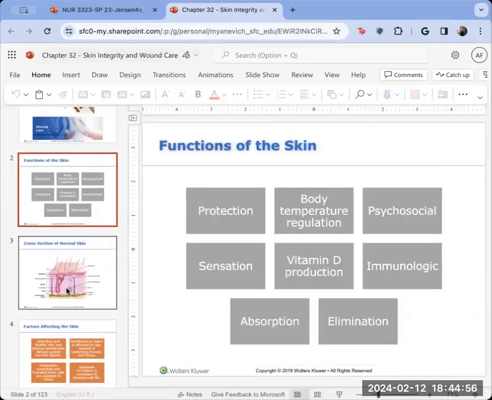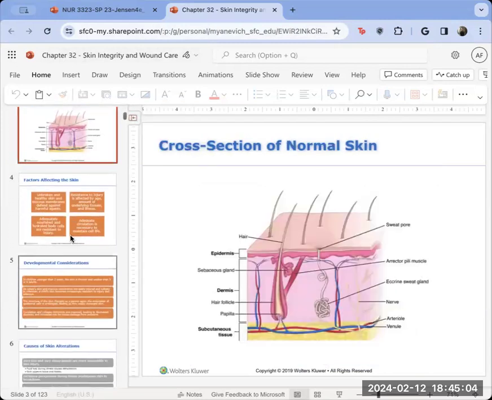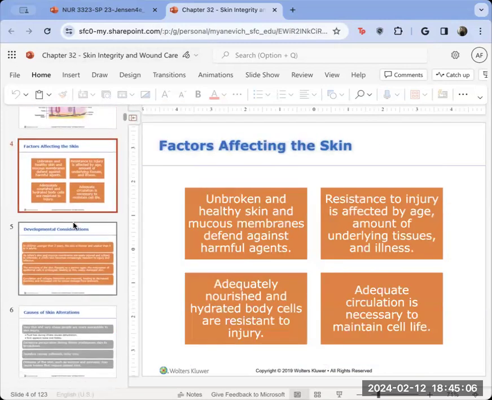Oh wow, there's 123 slides. I'm not going to be able to get through 123 slides in 15 minutes, but I will highlight key points because this is a lot.